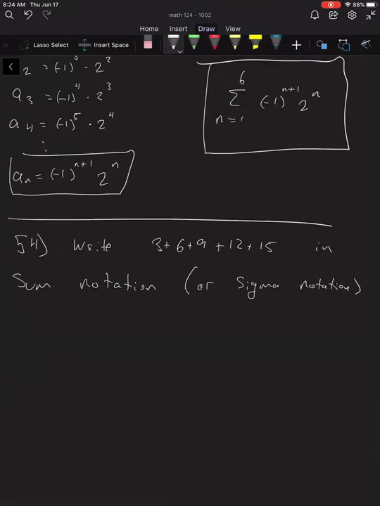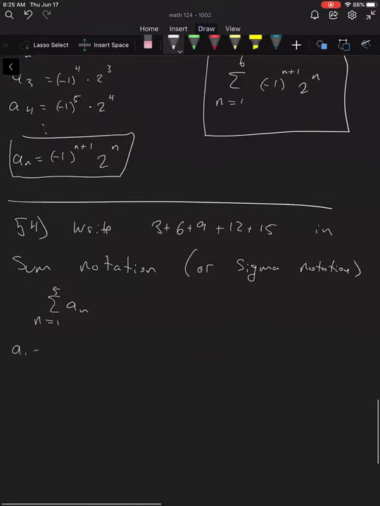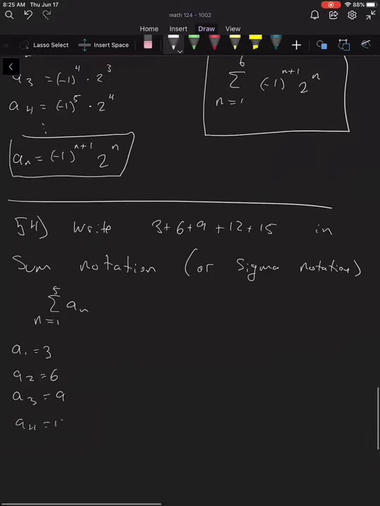Okay, so what do we have here? Well, again, this is like we're just doing 3 plus 6 plus 9 plus 12. So it's like what we want to find is this. So we have 5 terms. So n goes from 1 to 5 of an. We know that our a1 is 3, our a2 is 6, a3 is 9, a4 is 12, a5 is 15.